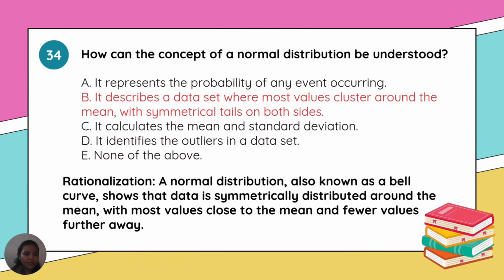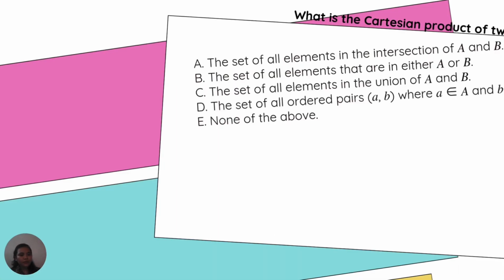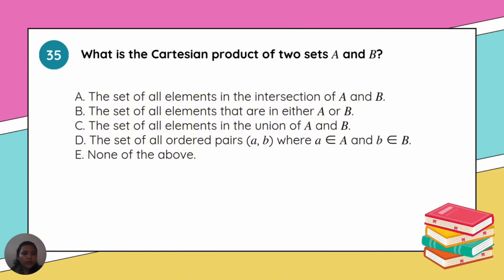It describes a data set where most values cluster around the mean with symmetrical tails on both sides. So a normal distribution, also known as a bell curve, shows that data is symmetrically distributed around the mean with most values close to the mean and fewer values further away. Okay? Number 35. What is the Cartesian product of two sets A and B?